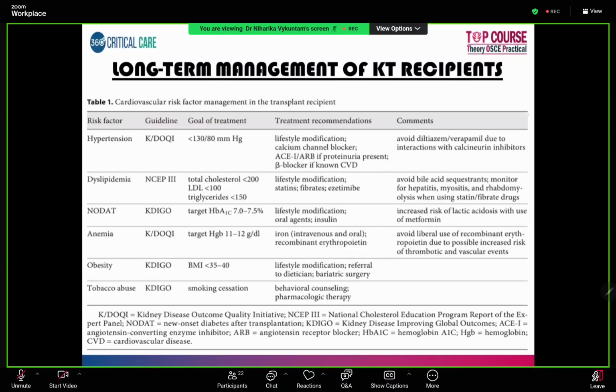Okay, next, anemia. CKD patients have more chances of anemia, but you have to maintain the target Hb here in post-transplant as 11 to 12 gram per dL. If required, either intravenous or oral iron should be given, and you have to use recombinant erythropoietin. Okay, if the patient is obese, they have to keep their BMI between 35 to 40, and if there is tobacco abuse, you have to stop smoking or tobacco chewing.